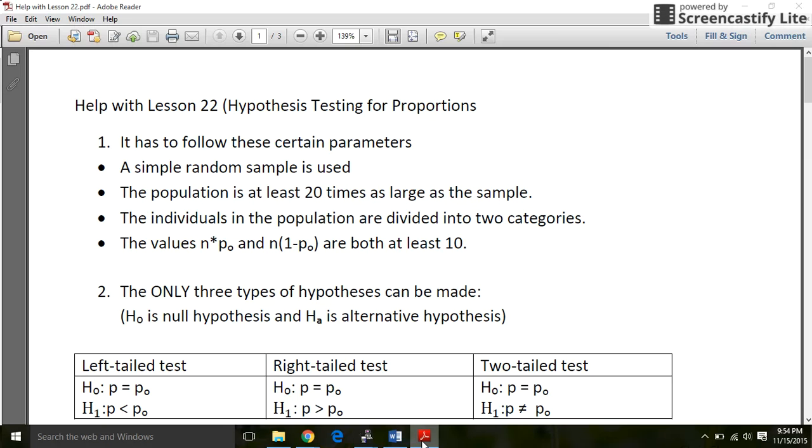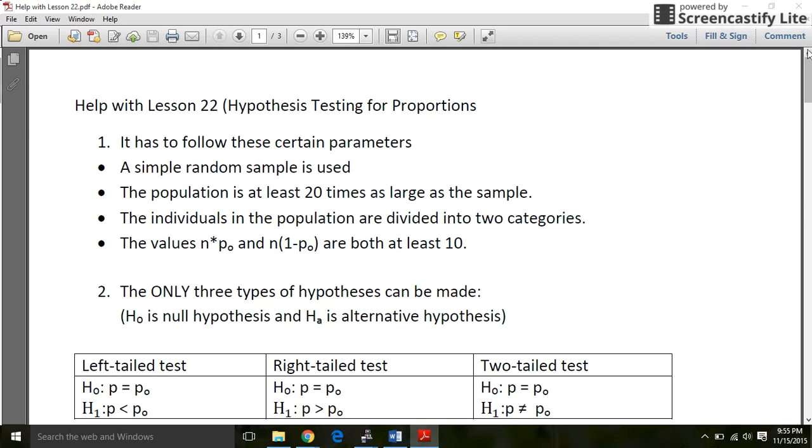It's basically going to be a yes/no question, or one group has to be one way and the other group has to be the other. So don't worry about having more than two categories. You won't see those kind of problems for lesson 22. And then the value of the sample size times the proportion, and the sample size times 1 minus the proportion are both at least 10. And we'll show how to solve those in just a minute.